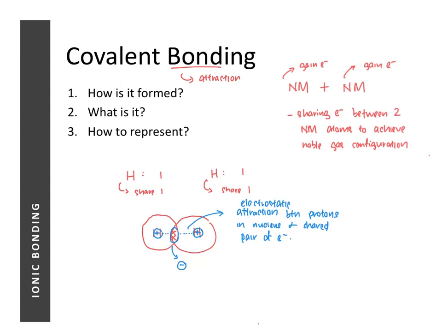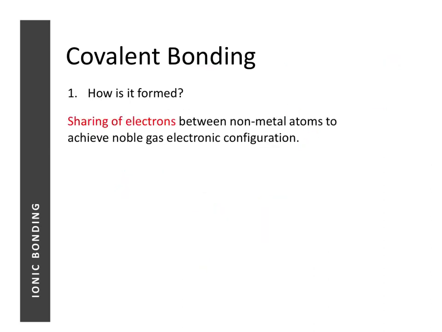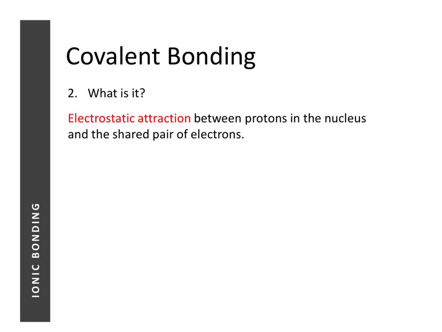What is a covalent bond is not exactly in the syllabus, but it will be good to know. So as mentioned, a covalent bond is formed when two or more non-metal atoms share their electrons. And after sharing the electrons, there will be some form of attraction between the protons in the nucleus and the electrons that are being shared. So this attraction is known as covalent bonding.